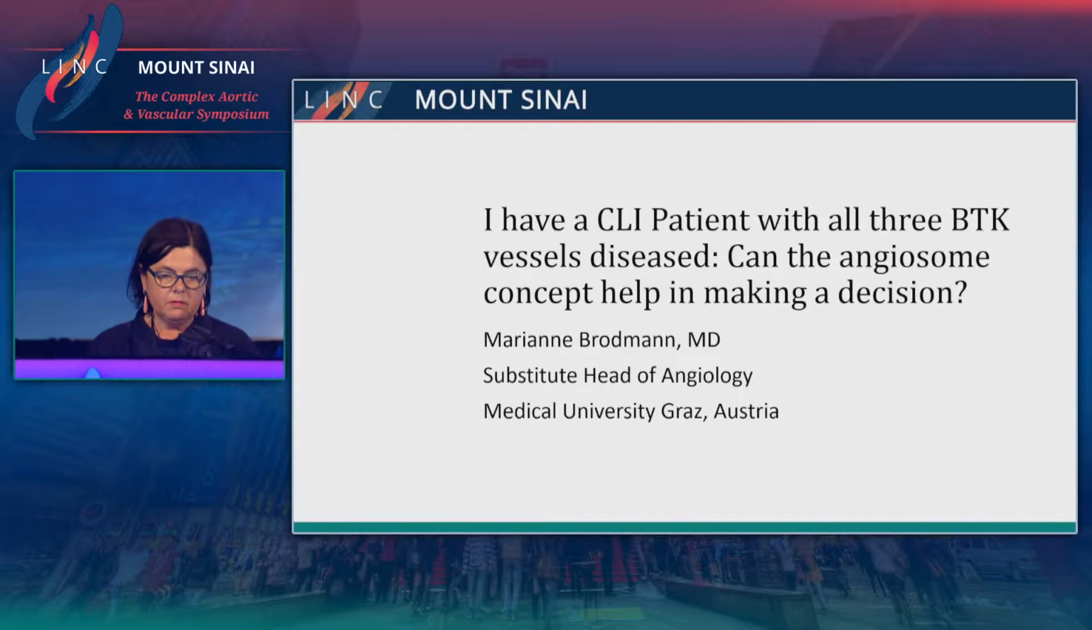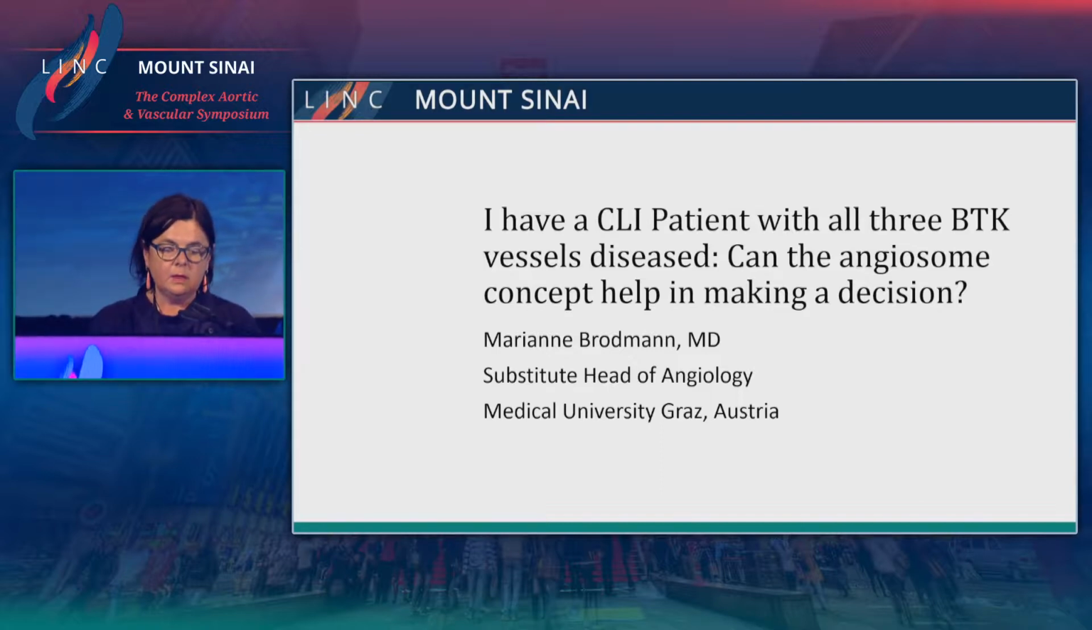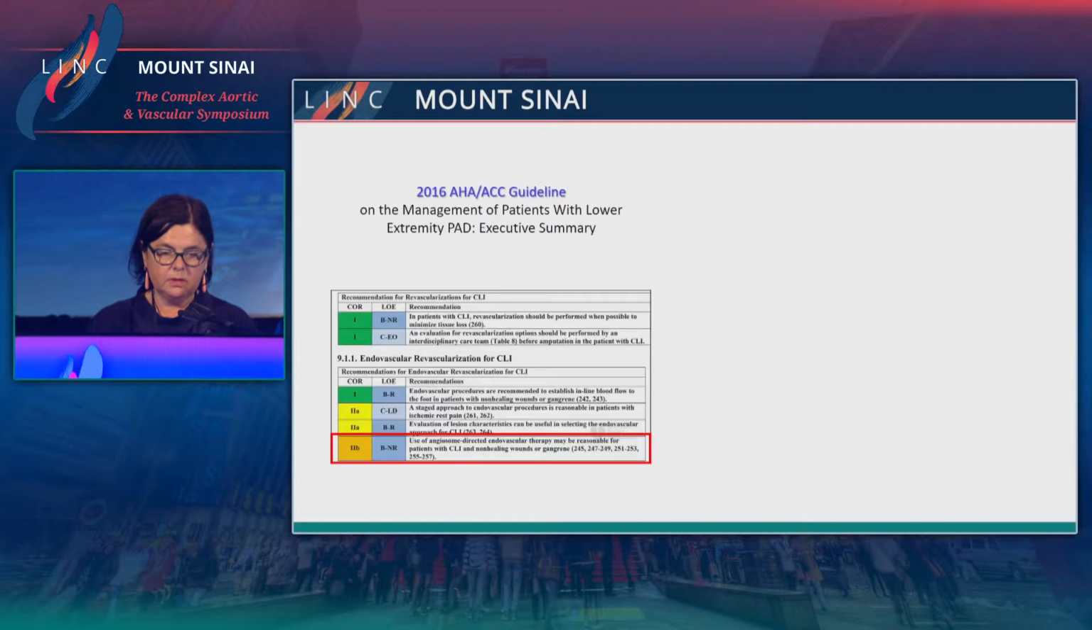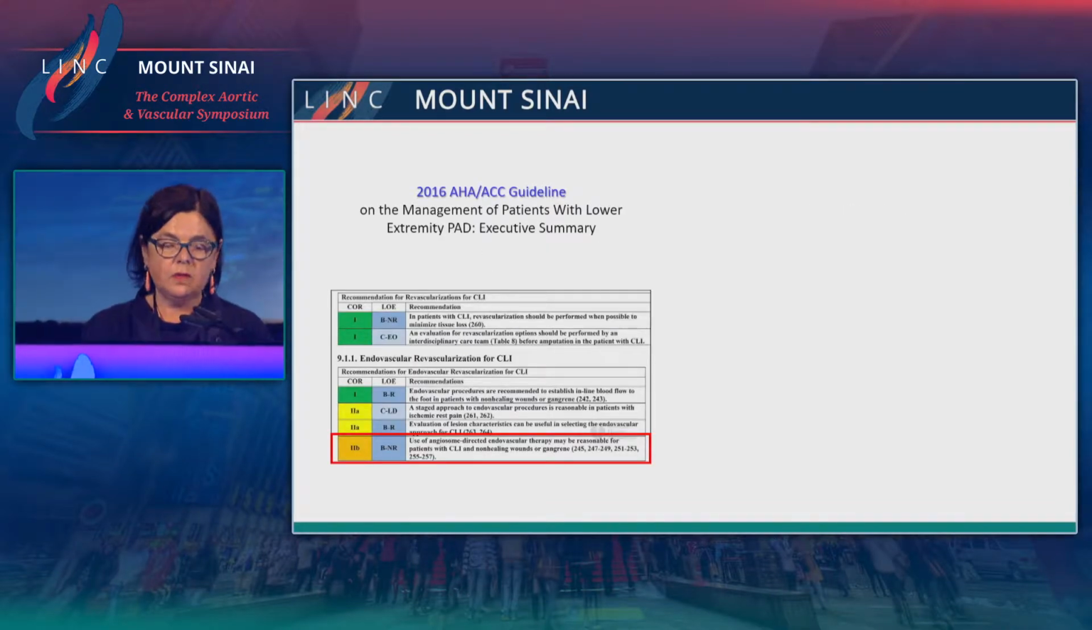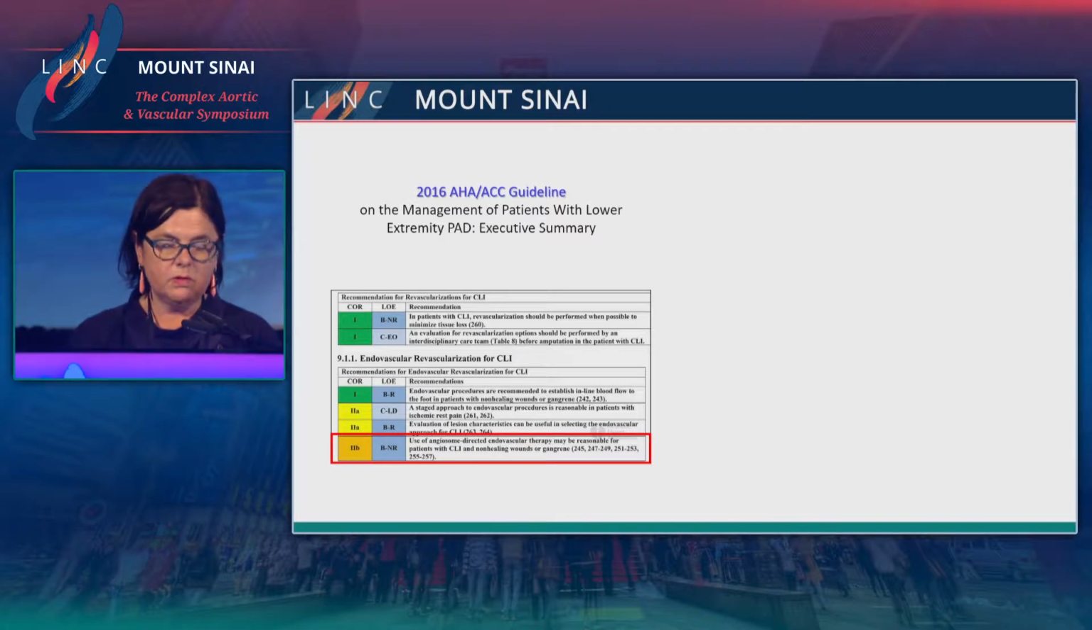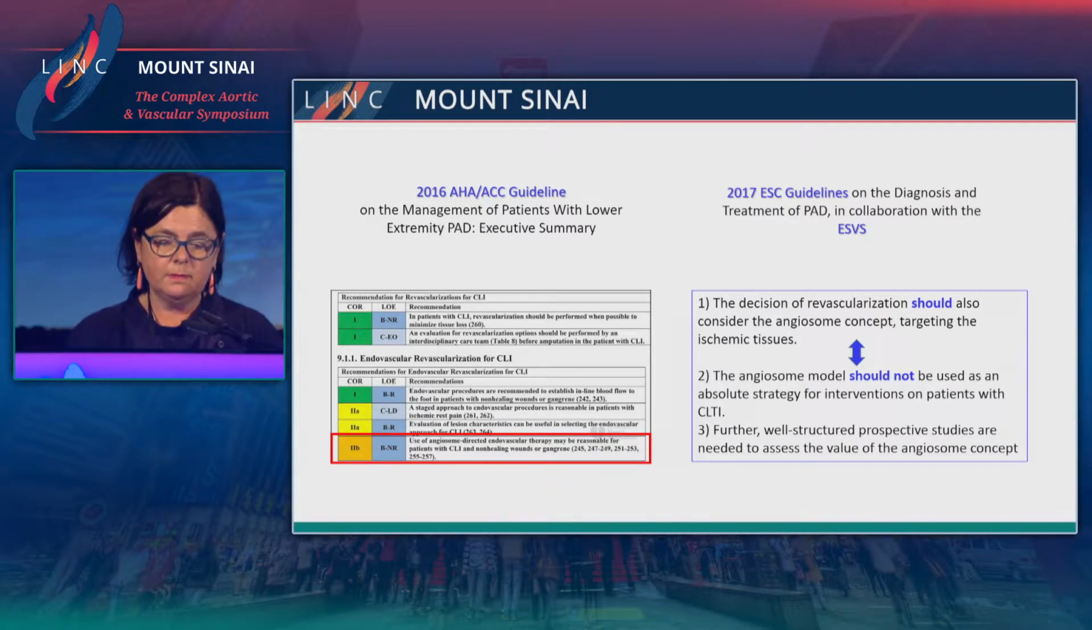So, can the angiosome concept help in making a decision for BTK endovascular procedures? We have guidelines which say, with not a very strong recommendation, which is 2P, that the use of angiosome-directed endovascular therapy may be reasonable in patients with CLI, non-healing wounds, or gangrene. This was in 2006 in the American ones. And the European ones said in one statement, the decision of revascularization should consider the angiosome concept targeting the ischemic tissue, but the angiosome model should not be used as an absolute strategy. The issue for that was because really well-structured prospective studies are needed to assess that.